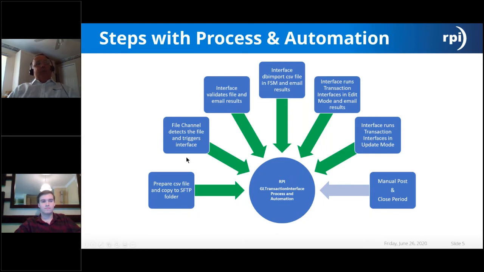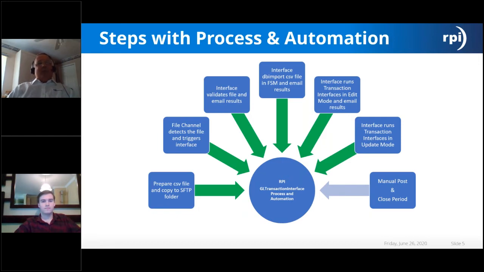And of course, we built a file channel to automate part one of our process. The way a file channel works is it monitors a certain folder on an SFTP that you design in your own environment. It monitors that folder and looks for a specific file name string that you define as part of that file channel.